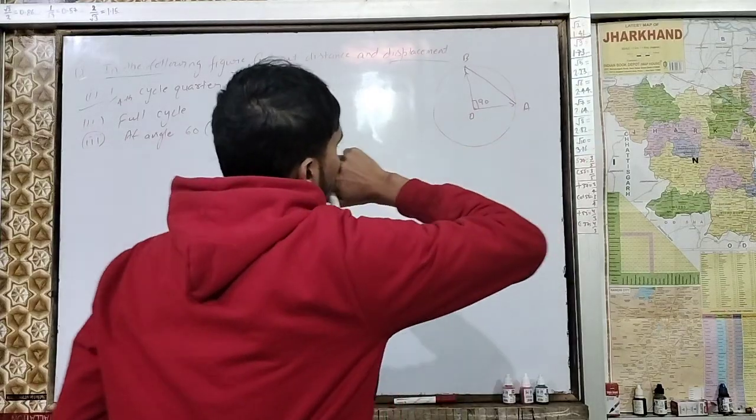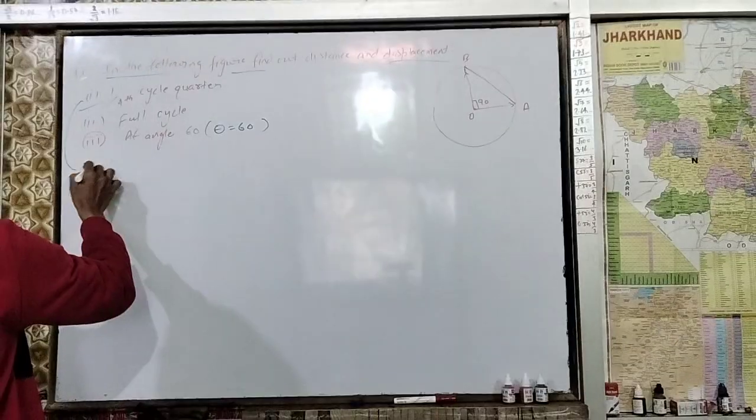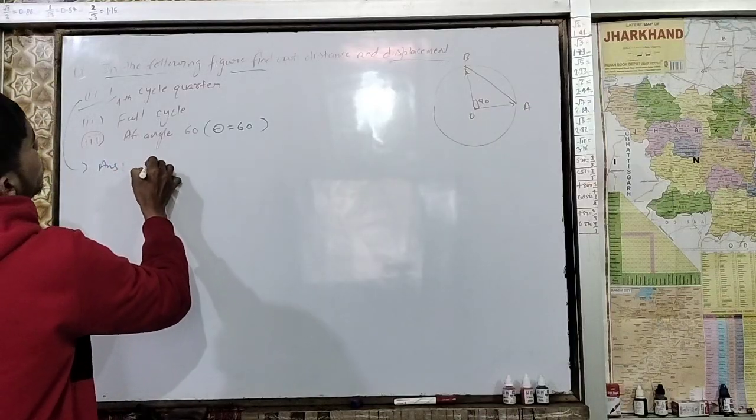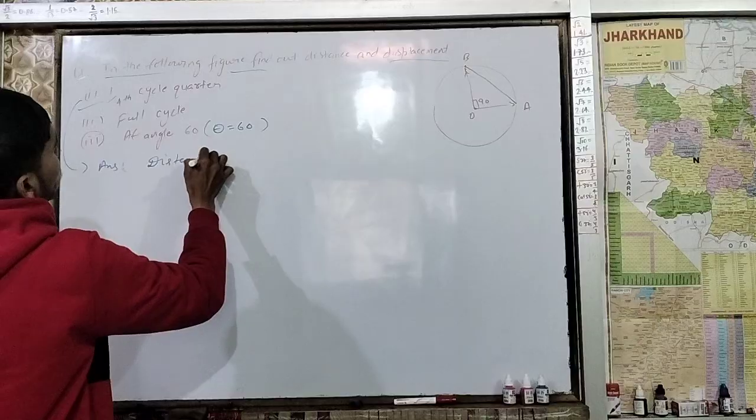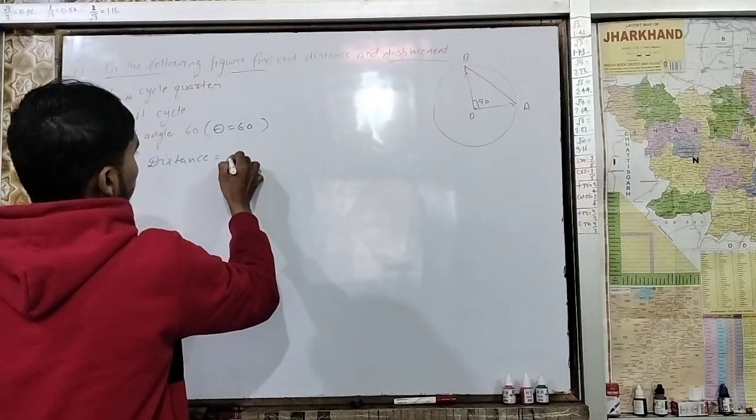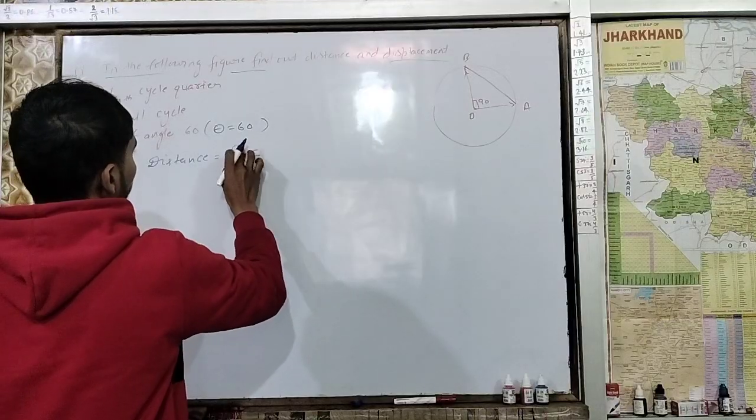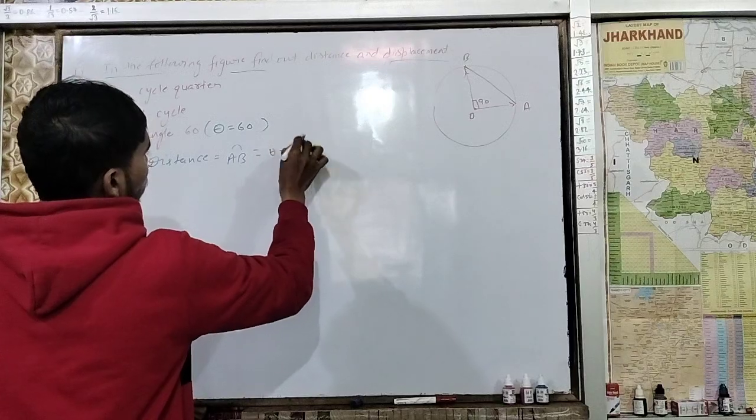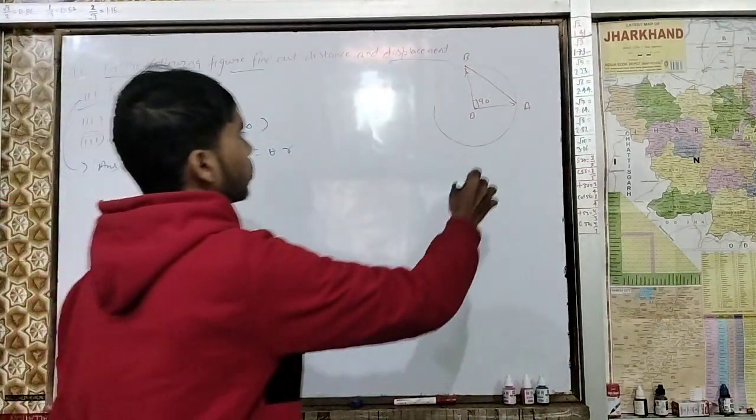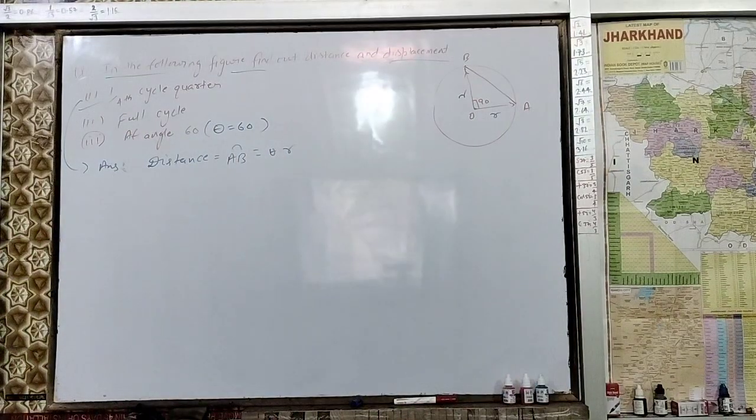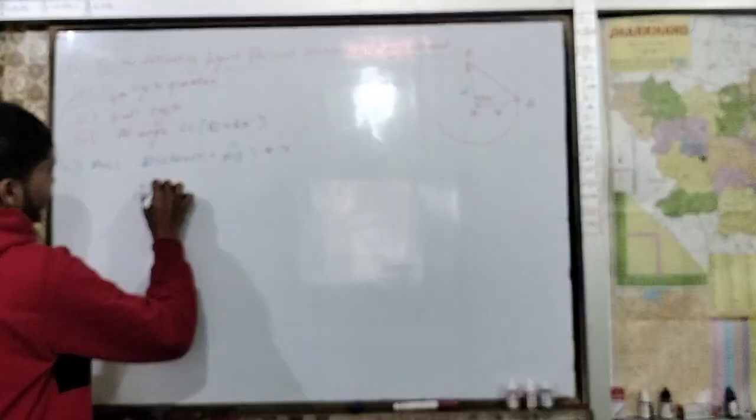So for this first part, we know distance will be equal to the AB arc. So L is equal to theta into R. OA is R, OB is also R, but AB is not R. Now for displacement, we have seen an equation which says 2R sine theta upon 2.